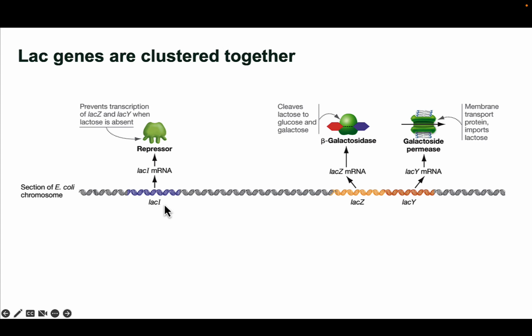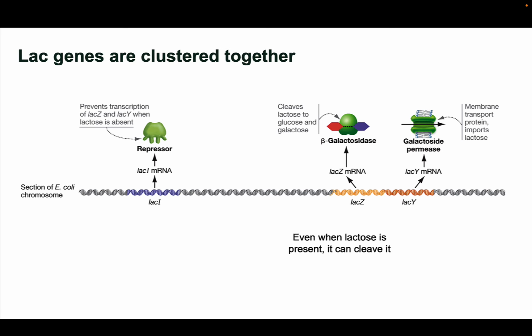We now know that LAC-I encodes for LAC-I mRNA, and that mRNA works as a repressor. So it prevents transcription of LAC-Z and LAC-Y when lactose, the inducer, is absent. Okay, and you can think of the I for inhibition. It could be a handy way to remember it. LAC-Z is the gene that encodes for beta-galactosidase, the enzyme that cleaves glucose and galactose. And LAC-Y encodes for the membrane receptor that brings in lactose. That would be the galactosidase permease.